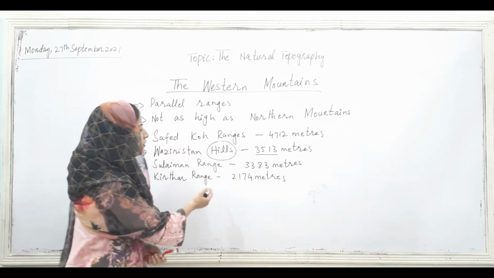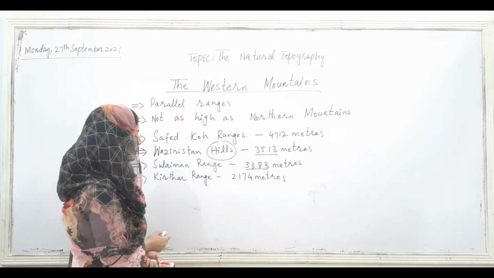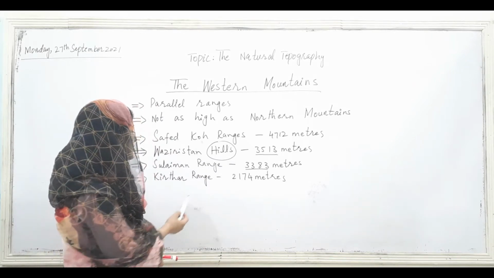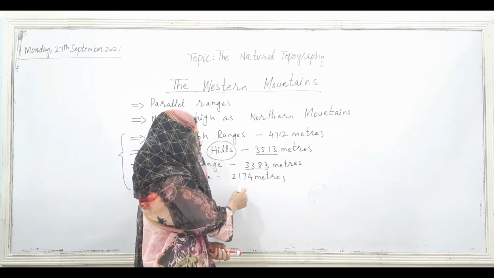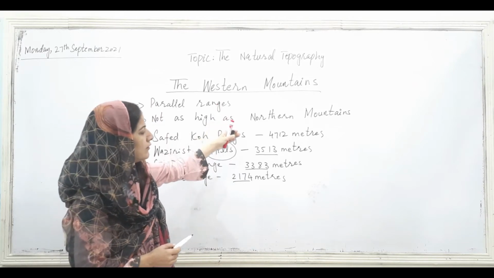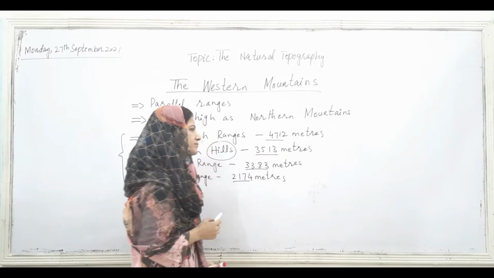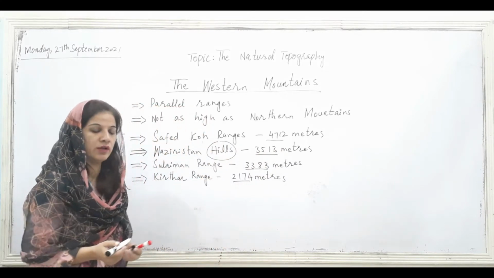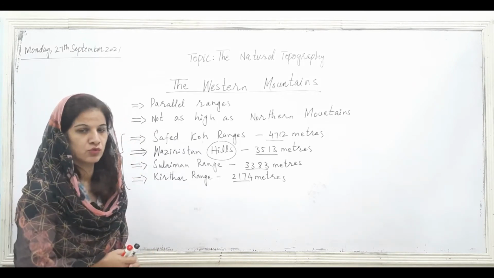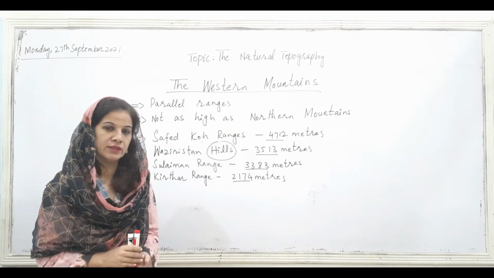Then Suleiman range, that is 3,383 meters. After Suleiman range there is Girdhar range. Girdhar range has a height of 2,174 meters. Now you are observing one thing, that height is gradually decreasing from 4,000 to 2,000. As we are moving southward from north, the height of the mountains is decreasing. So these mountains are making a slope southward from north.